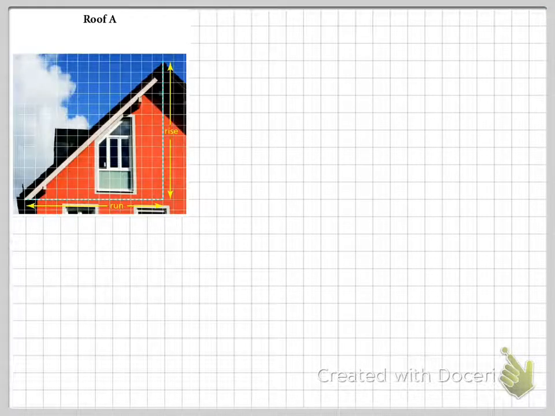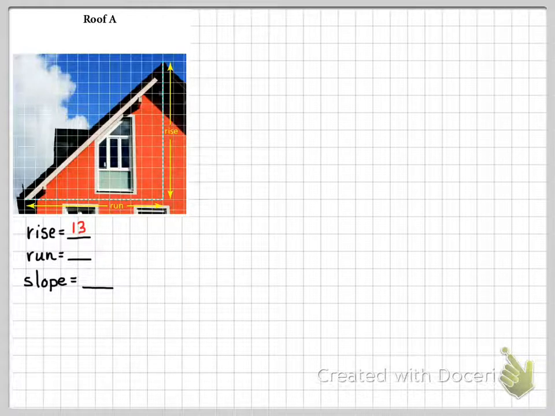Here we have some slopes to look at. In roof A, we have a rise, if you can see in yellow, and a run in yellow. The rise is going to be 13 units. The run, if you count out the little squares, is also 13 units. So the slope would be 13 over 13, and in this case would reduce to 1.